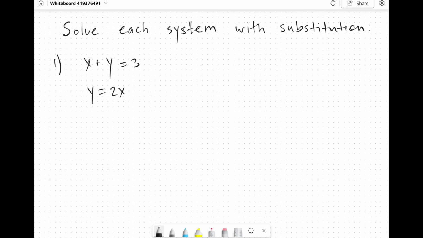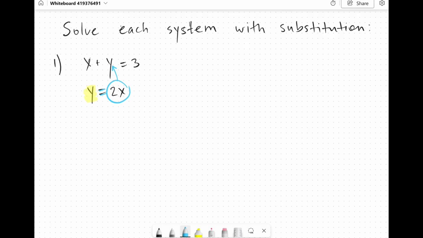Substitution is a good method to apply to systems where one of the equations has one of the variables, either x or y, by itself. As you can see in this system, the second equation has y by itself. What it allows us to do is to take whatever y is said to be equal to, and that's 2x, take that 2x and substitute y with that 2x in the other equation.